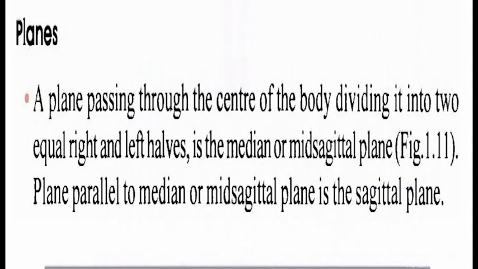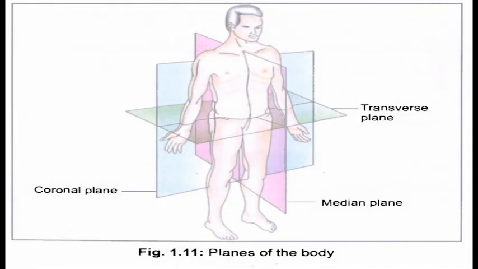Anatomical planes. These are imaginary lines used to divide the body into sections, which is essential for anatomical study. Median or mid-sagittal plane: an imaginary line passing exactly through the center of the body. Feature: it divides the body into equal right and left halves.